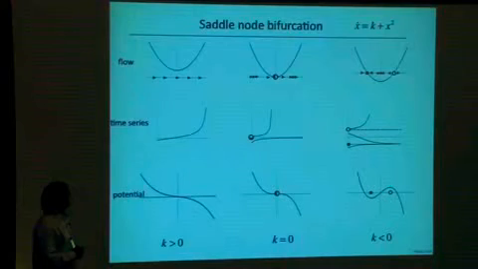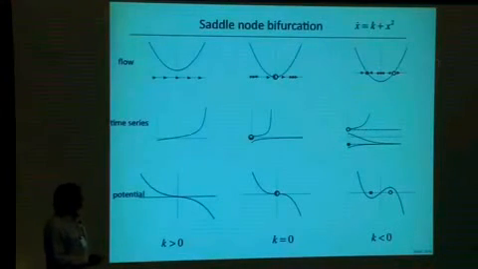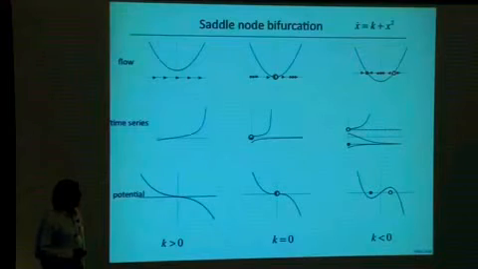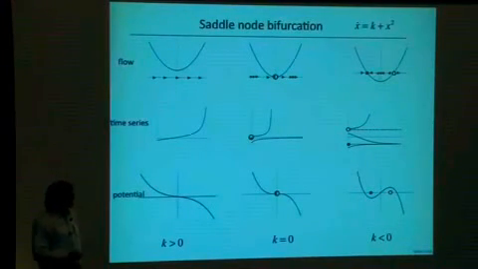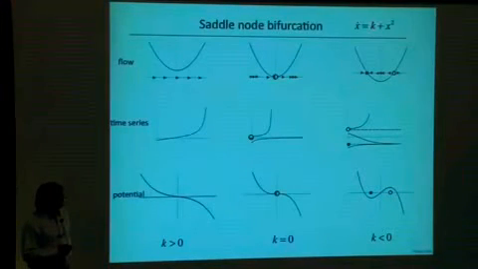Let's look at the flow. Let's look here on the right-hand side. This is how we started off. For k smaller than 0, the phase flow of this system has two fixed points, a stable fixed point and an unstable fixed point. The dynamics evolves towards the stable fixed point and away from the unstable fixed point. Here you see the equivalent behavior in the time series, unstable fixed point, stable fixed point. And the corresponding potential function of this system is the following.